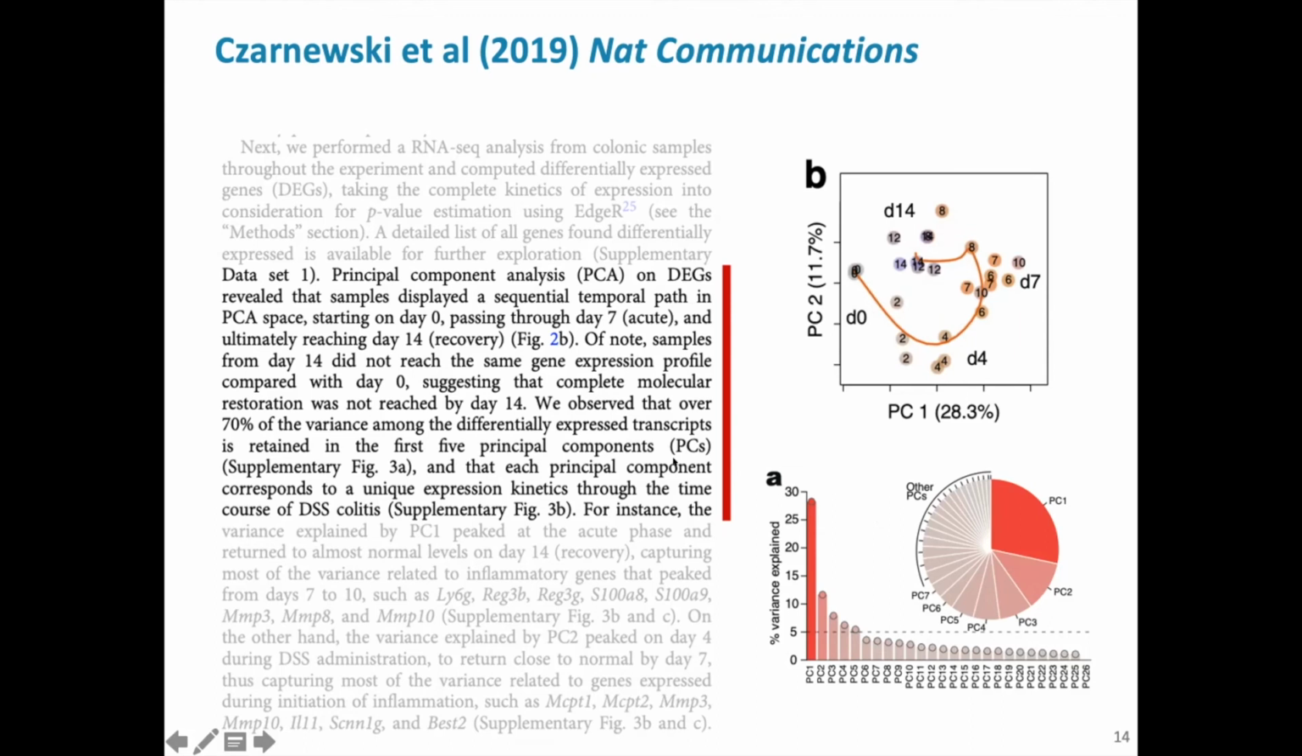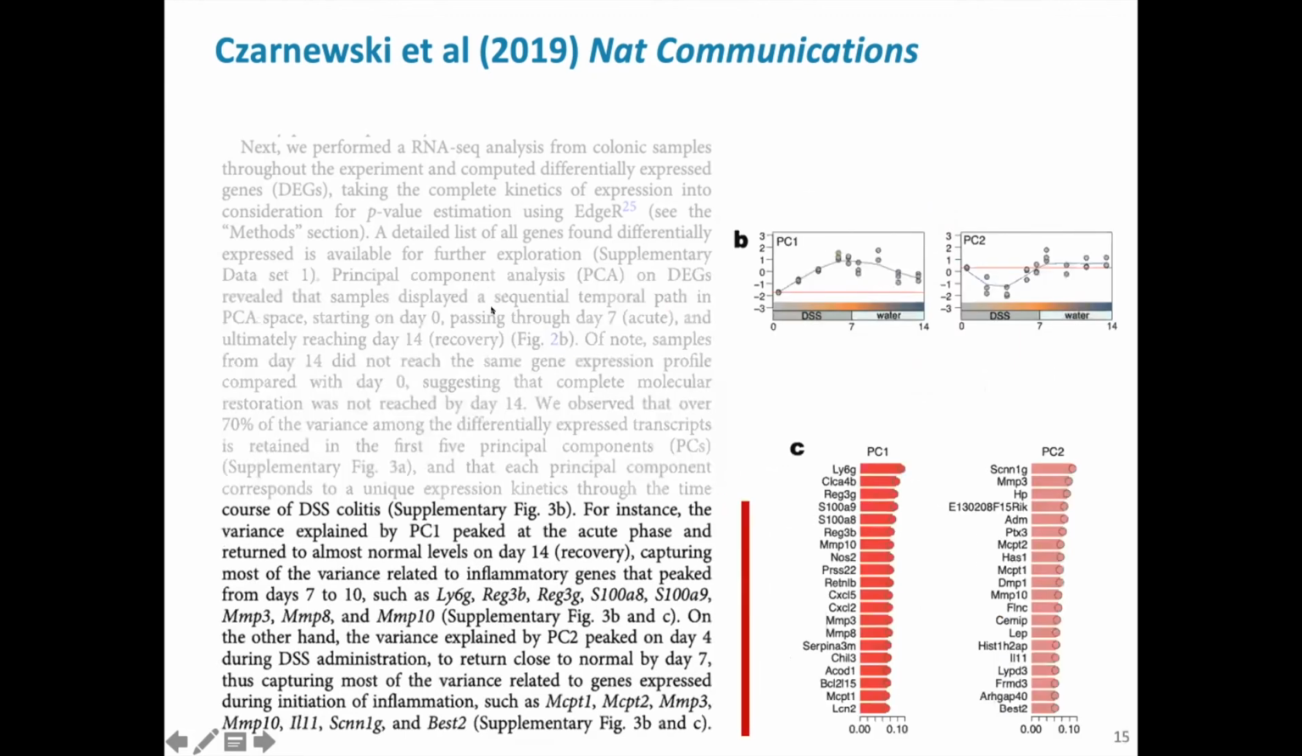So here, each principal component corresponds to a unique expression kinetics through the time course of DSS colitis. If you look in the supplementary file, you see the time course from day 0 to day 14. And then here is the level of PCA, so how the samples go up and down. You can see PC1 going like this, PC2 moves in this way. And actually there are at least 6 principal components. In the last one, there is not much of a trend, while the other ones have something else happening.